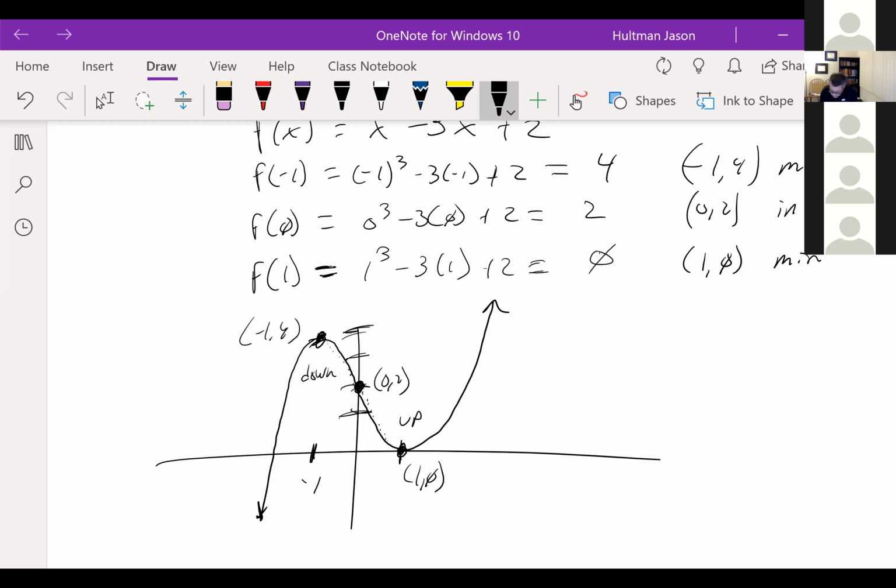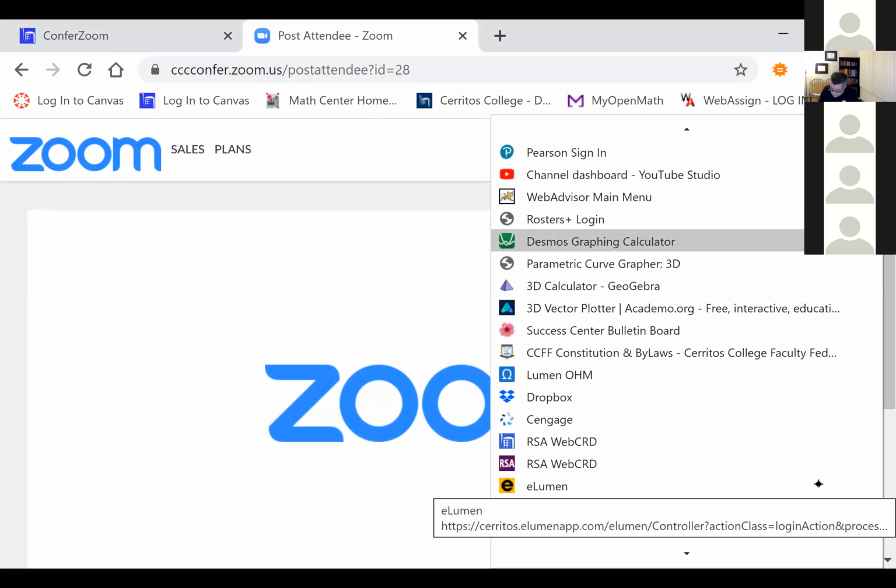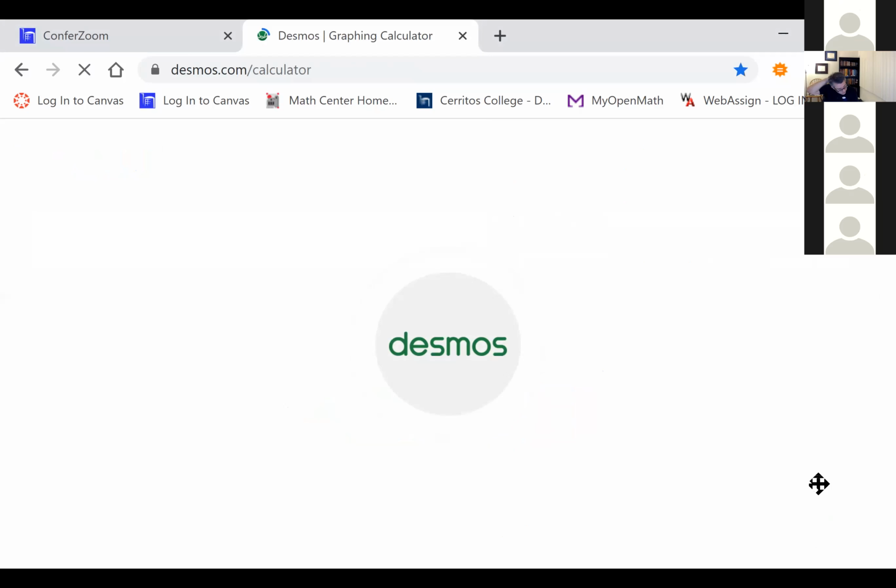So let's see, my graph's not going to be as good as if I were to plot a lot more points, right? You could do a t-chart here, x and f of x. You could plot a ton more points on this and get a much more accurate graph. But this is just a good sketch. If I really wanted to go the extra mile here, I would share my screen on Desmos and graph this thing and see what it looks like.